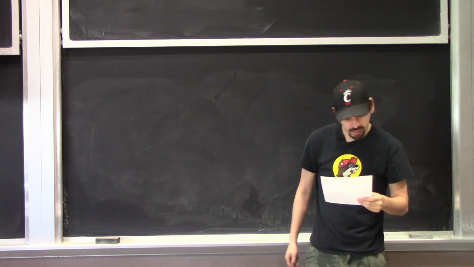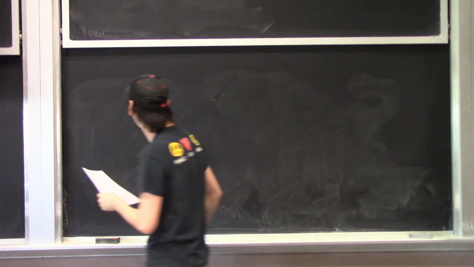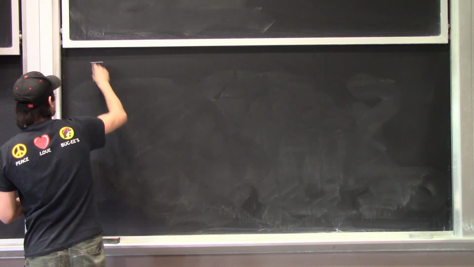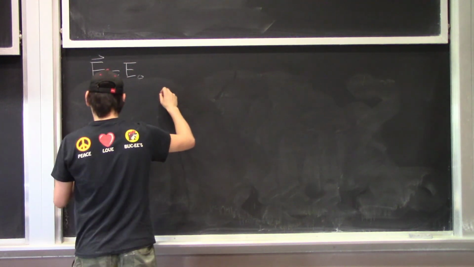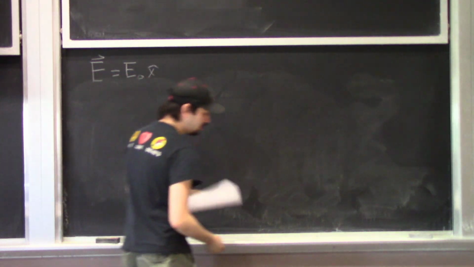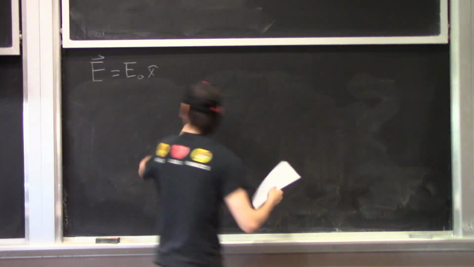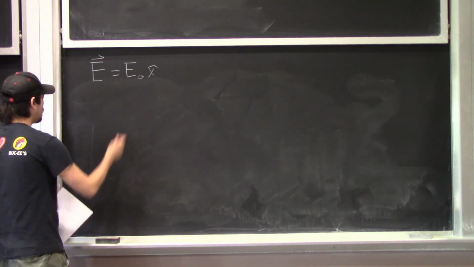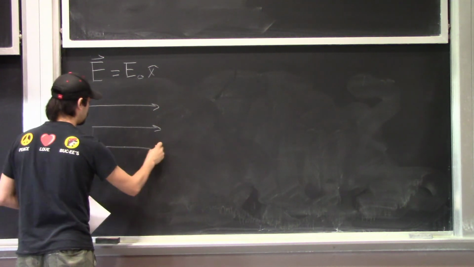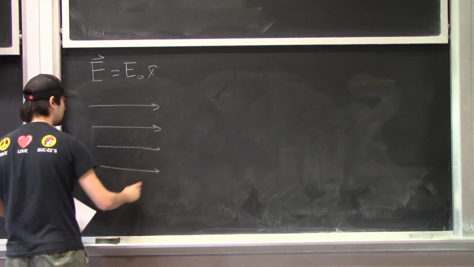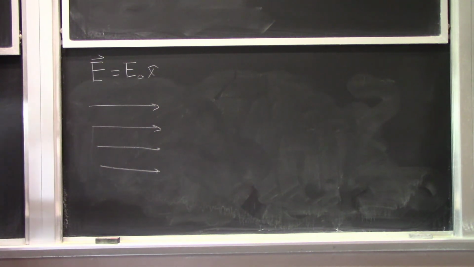So in the homework I tell you that you have some electric field, E vector, is going to be equal to E0 times x hat. So this is just some constant electric field in all of space that's going to be pointing in the positive x direction. So if we wanted to draw what this looks like, that would be like this.